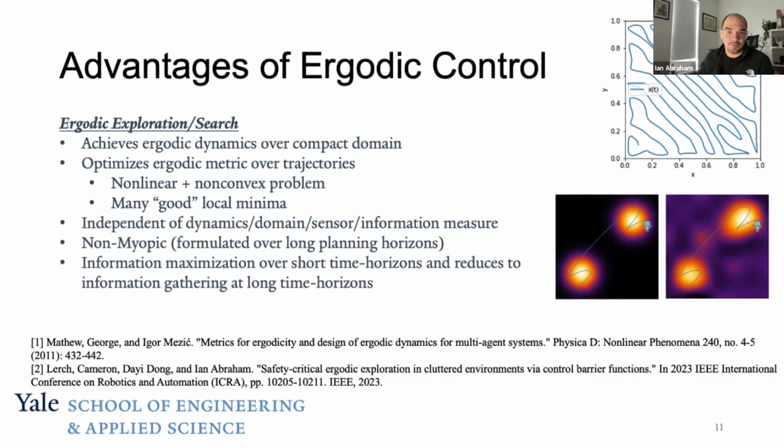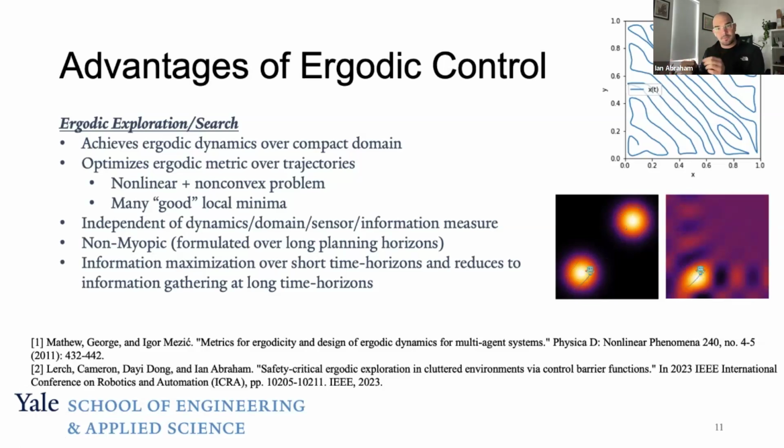The other advantages is that first, it's independent of the dynamics, the domain, the sensor, and what we're defining as information. This is just coming in as an argument, and we don't even need to have the exact explicit function. We just need to be able to sample from what we define as information, which is pretty exciting. It's also non-myopic. So what I mean by that is that we can actually formulate this over long planning horizons. These trajectories are solved at once. So you get derivatives over the whole trajectory, as opposed to being some sequential decision program.